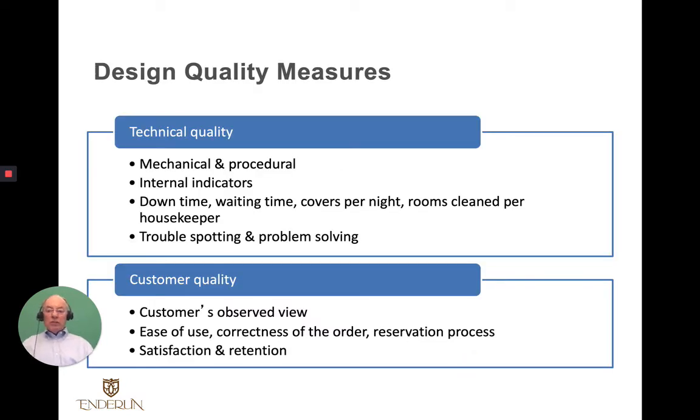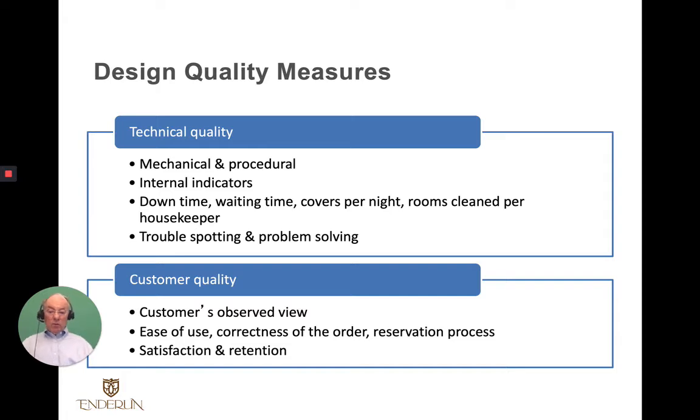So in design measures, we have technical quality and we have customer quality. So in the technical quality, we're talking about the mechanical, procedural, how things work. Internal indicators, right? Downtimes, wait times, covers per night, all of those kind of things are measures of our technical quality. How well we turn over the restaurant, what our occupancy was, and so on. Trouble spotting and problem solving are things that we look for in terms of technical quality. Sometimes that's done by computer aspect in terms of making us aware of when we're oversold in a situation or where and how we're going to deal with that.